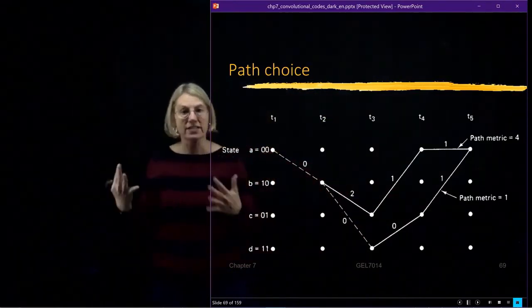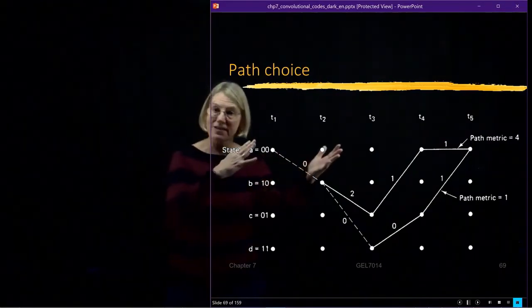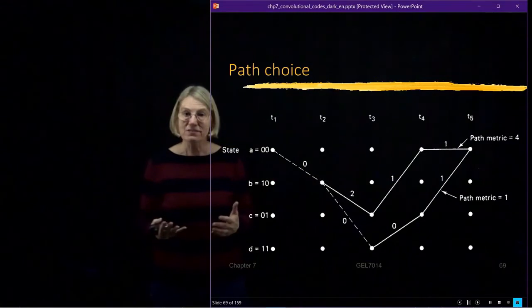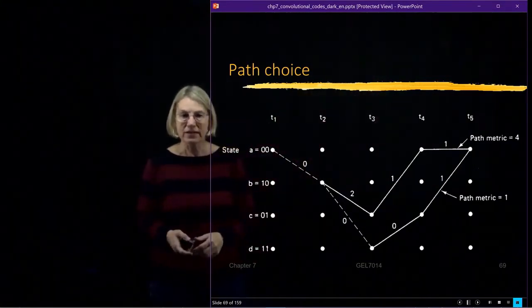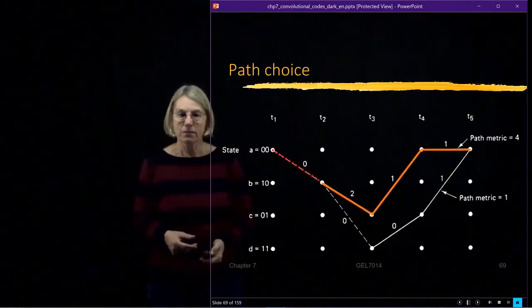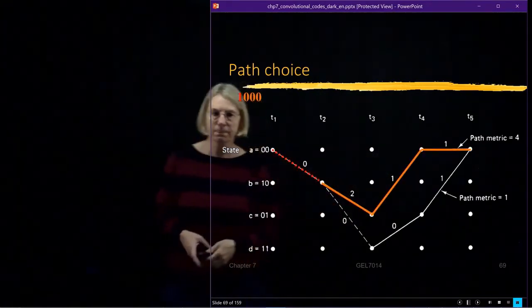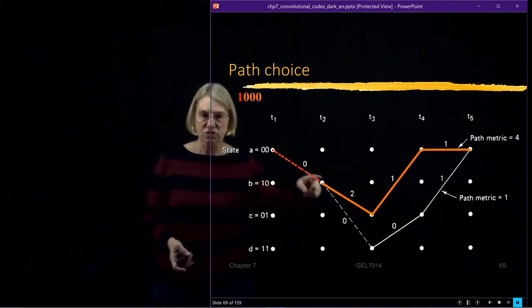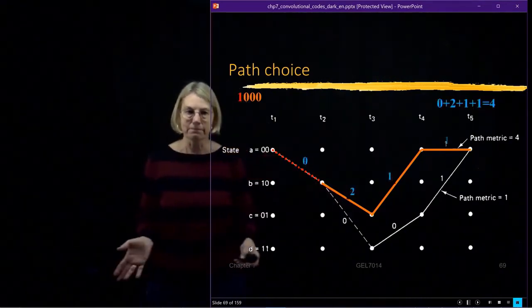A sequence of what could have been transmitted is represented by a path in the trellis. And each one of these paths has a path metric assigned to it. The path metric is just the sum of the branch metrics. So in this case, I said it was 1, 0, 0. I take my decoder and look at what each one of the branch metrics was along those transitions, and I add them up.